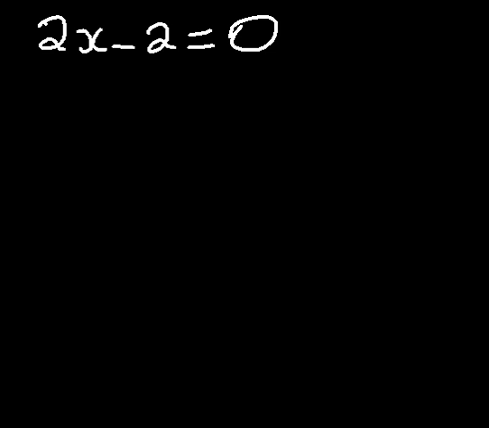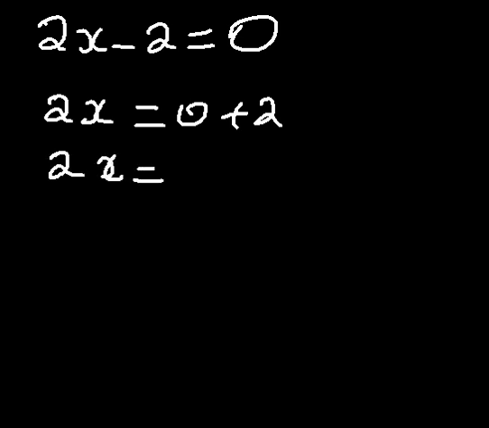So how should we solve for x in this case? We are going to transfer negative 2 to the other side, and as it passes across the equal sign, the negative symbol will change to positive. So we have 2x is equal to 0 plus 2. Now we have 2x is equal to 2.